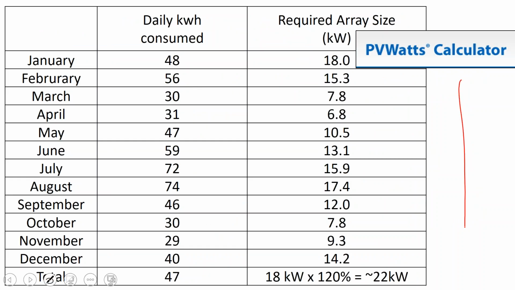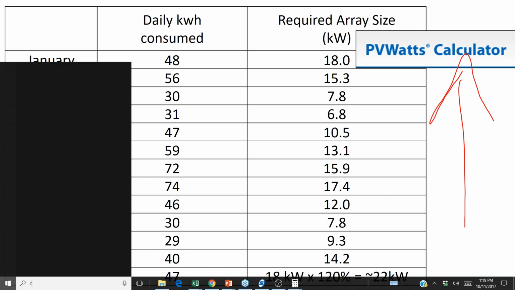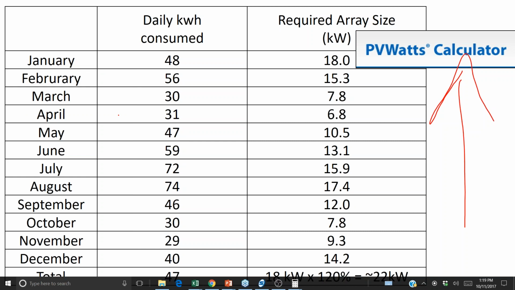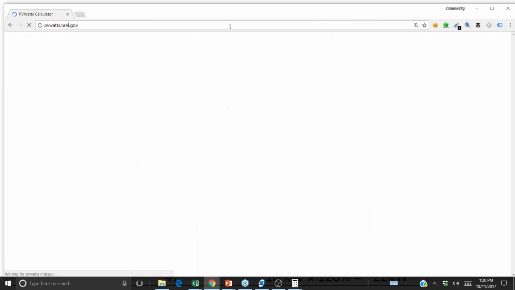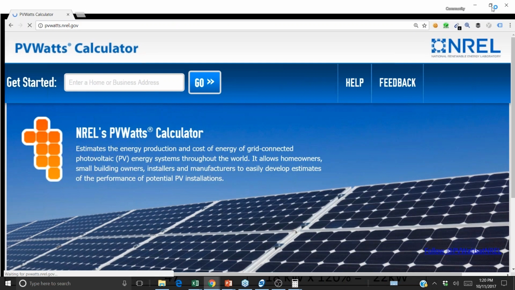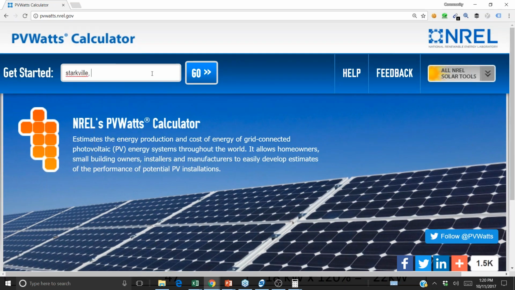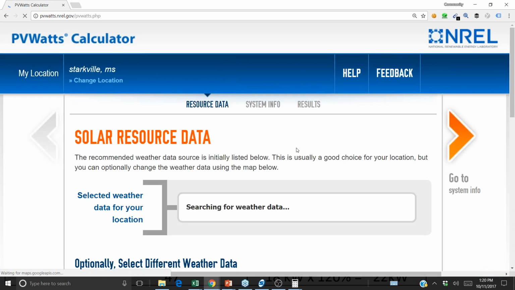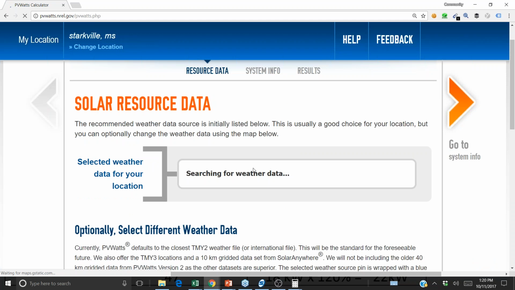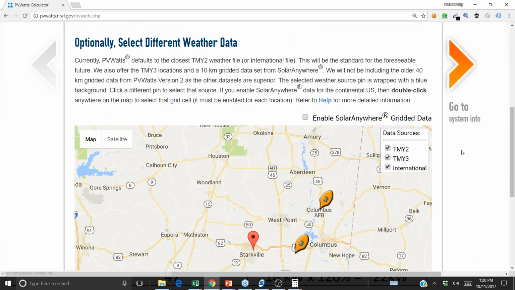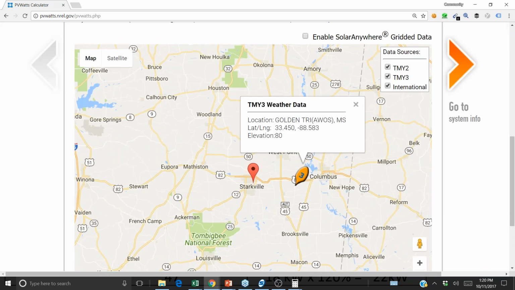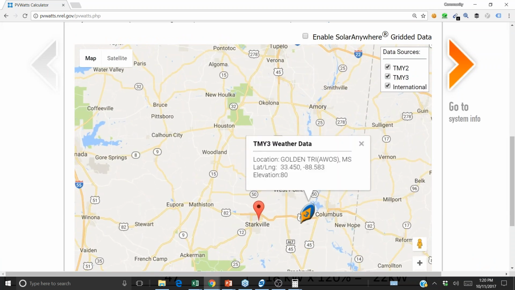And so for that, we go and use our very family-friendly PV Watts calculator. Rather than talk about it, let's do another real quick PV Watts calc. So here we are on PV Watts. We go over to Starkville, Mississippi, and it connects to the local weather station. Then we're going to select this nearest weather station right here.